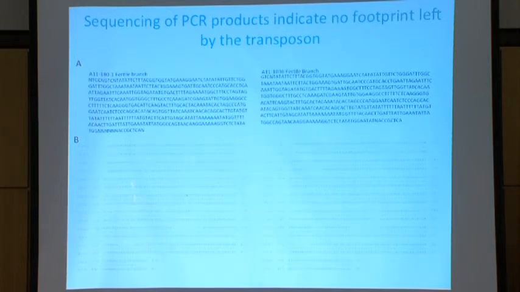Below here, which you can't see here, it is showing you a comparison of the new gene versus the original gene. And lines indicate that they match perfectly. So there is no difference between the fertile branch and the original copy of the sequence. So that tells you that this transposable element, as it jumps out, does not leave anything behind. So the gene is intact as it was before jumping. So that is very interesting.